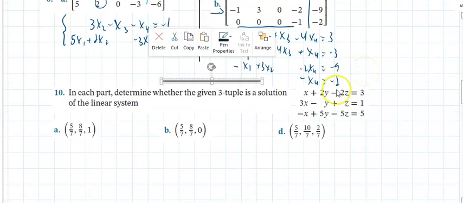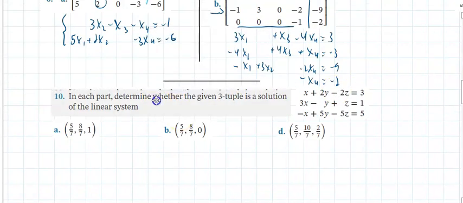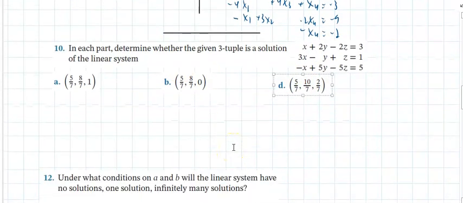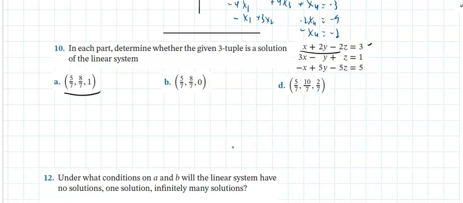All right, well, let's talk about a solution. Here's a system of equations, and we would like to know, in each part, determine whether the 3-tuple is a solution of the linear equation. Well, for it to be a solution of a linear equation, it must satisfy the first equation. I replace x, y, and z by these values. I should get a 3. Replace those by those 3, I should get a 1. And in the third equation, I should get a 5. So we start with the first.